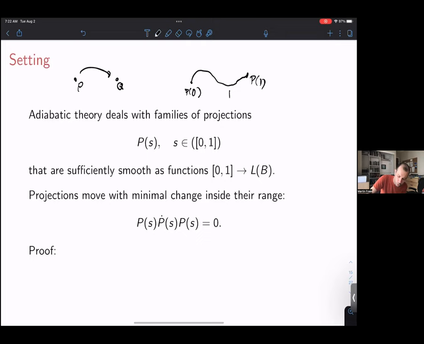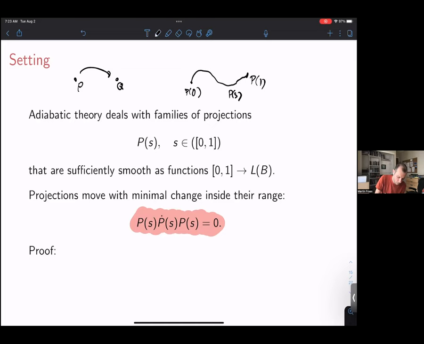And one very important equation. If there is one equation you want to remember from this talk, one equation to know about such a move of projections is that they always move in such a way as to make a minimal change inside their range. That's just how projections move, and that's what is encompassed in this equation. I think this is a good equation to remember.